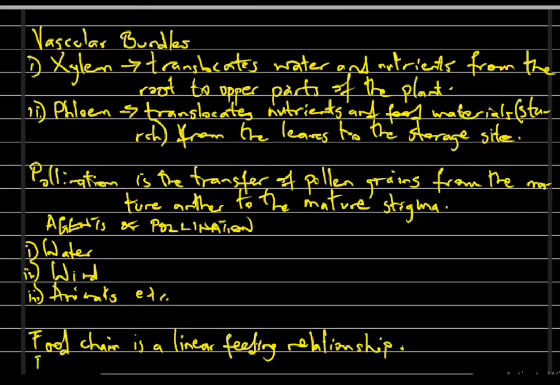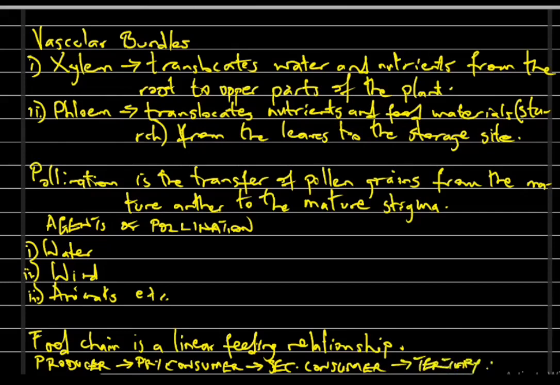So oftentimes it must start from the producer and then it moves higher up like that to consumers. We can have primary consumer, to secondary consumer, and then to tertiary consumer. Now the bottom line is we need to understand that whenever we are looking at these chains, it is usually the transfer of energy that we are looking at.